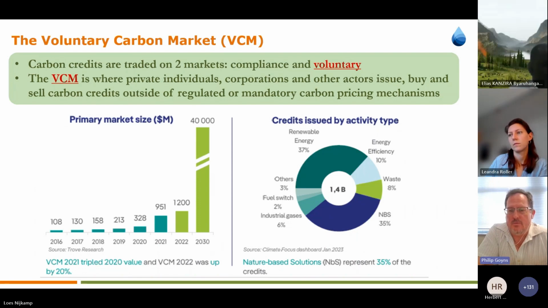In terms of the types of projects that we see for the voluntary carbon market, there are two main categories: renewable energy, which displaces grid electricity, which may have an emission factor associated with it, and then nature-based solutions. So this would be sequestration of carbon through forestry activities or conservation of forested area.